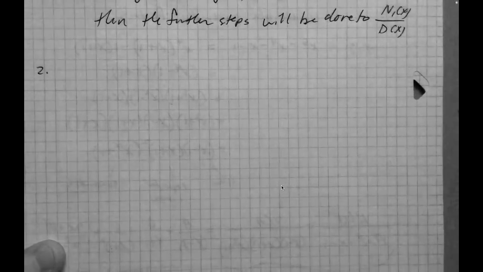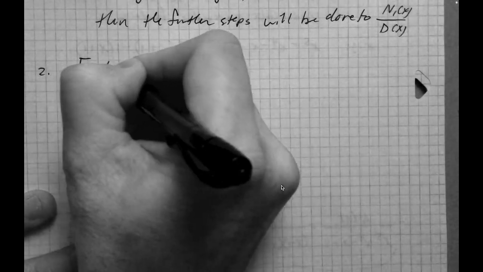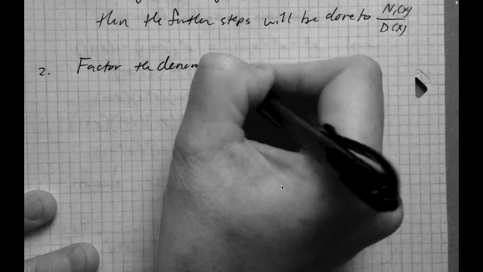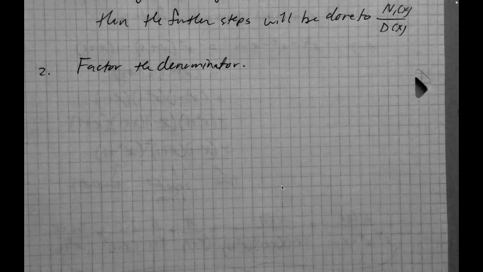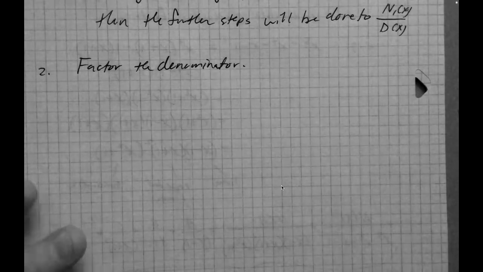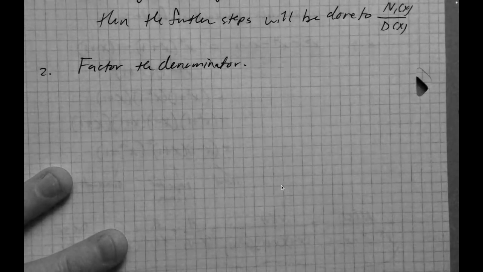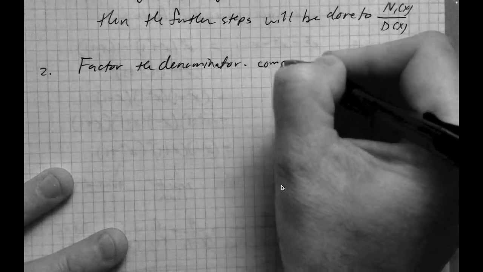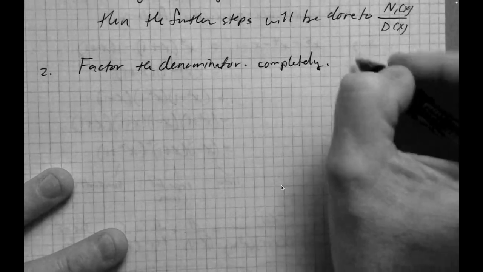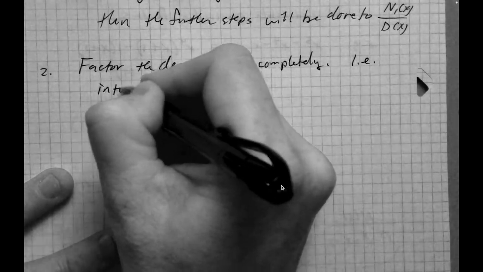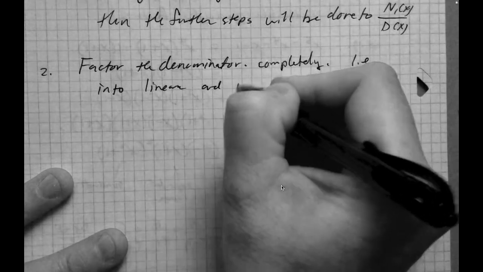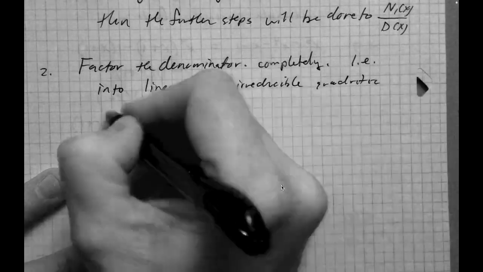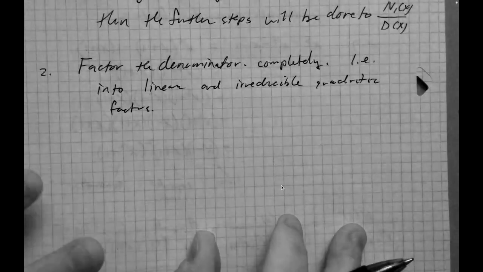Okay, then what's step two? Step two is to factor the denominator. And when we say factor, we mean completely factor it. It needs to be factored down 100% into linear and irreducible quadratic factors, i.e., into linear and irreducible quadratic factors.